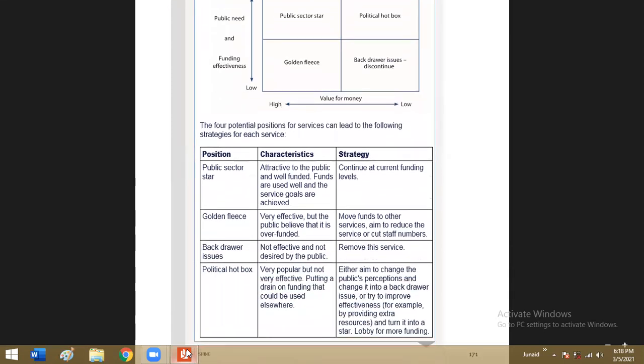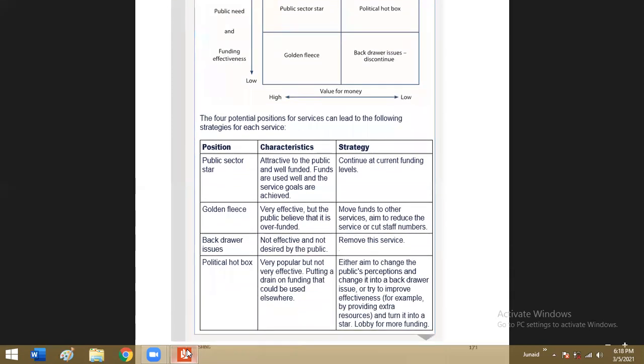So what is meant by public sector star? The characteristics: attractive to the public and well funded. Funds are used well and the service goals are achieved. Yes, your funds are used effectively and you ultimately achieve the goal. So these are stars. Continue at current funding levels. Yes, the government is sponsoring you, so you have to continue it.